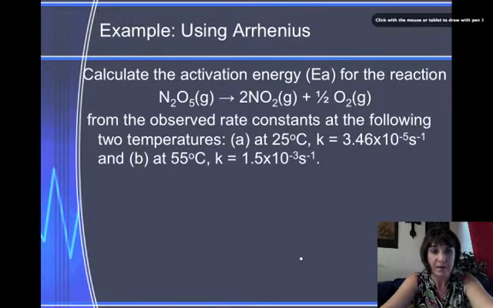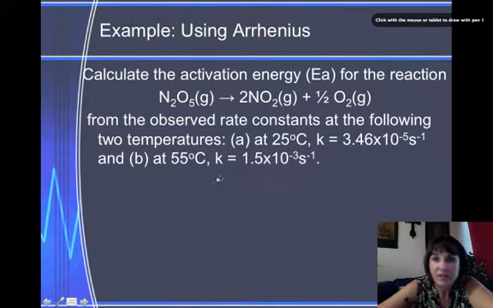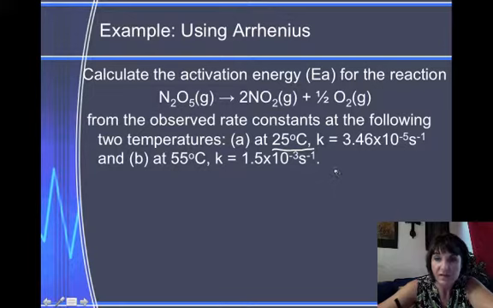Ready for this? We're going to calculate the activation energy for this reaction, N2O5 decomposing into NO2 and O2. And we know the observed rate constants at two temperatures. So for A, we have 25 degrees Celsius. Let's convert that to Kelvins, please. That's 298 Kelvins, and the k is our rate constant at that temperature.